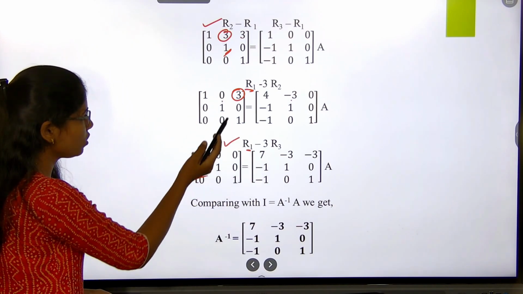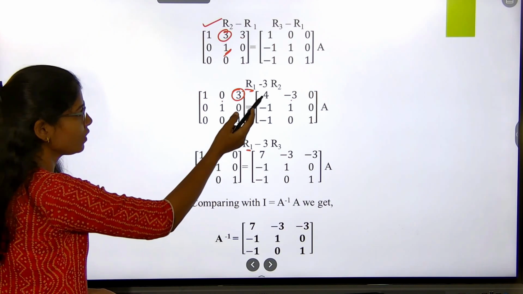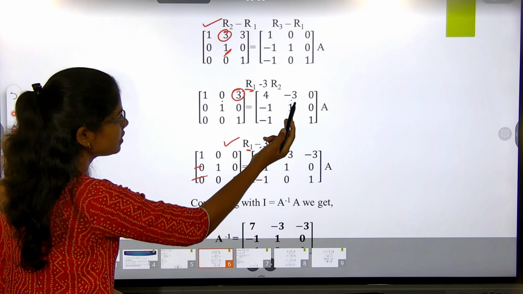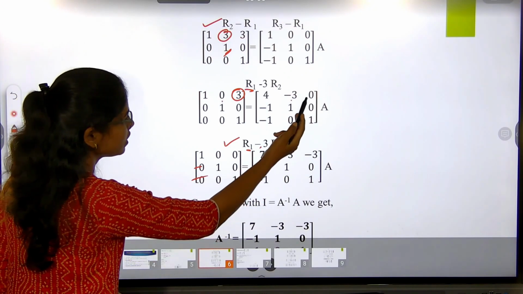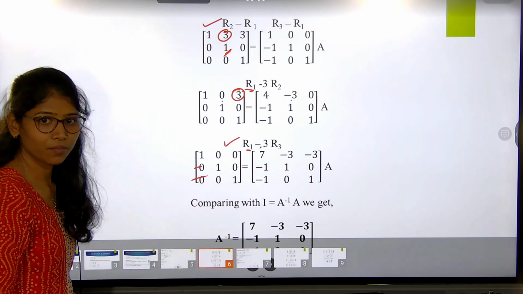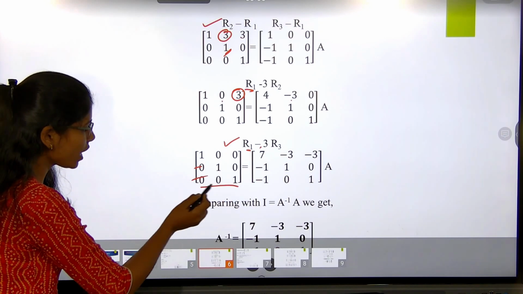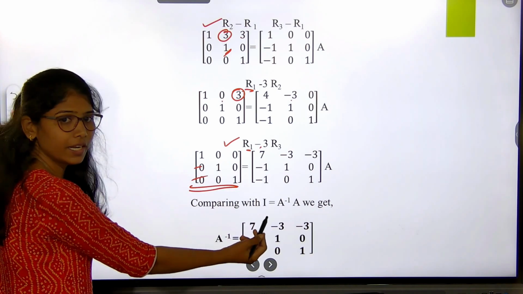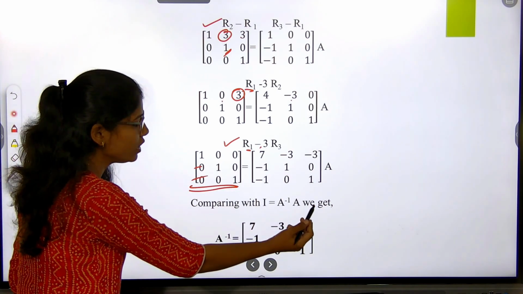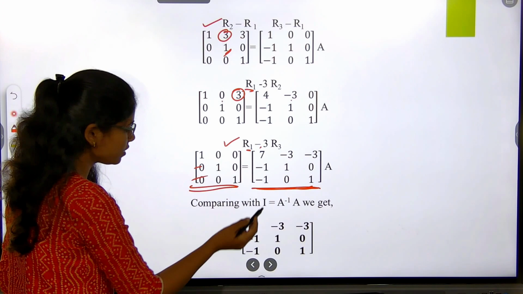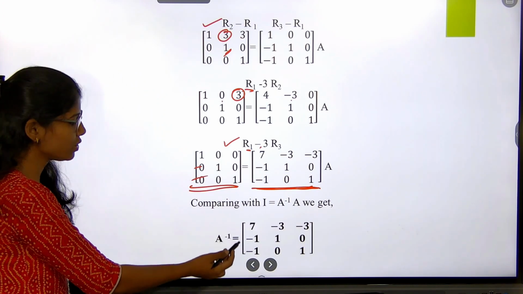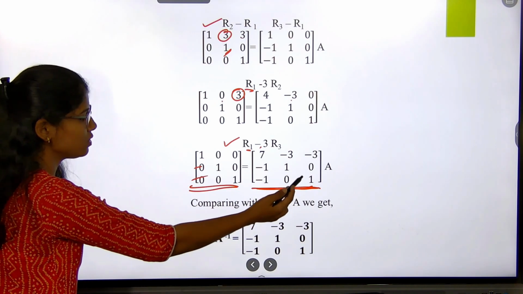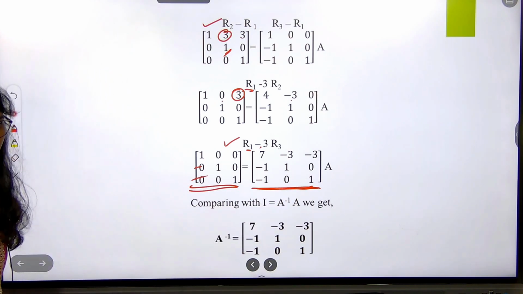0 minus 0 is 0, 3 minus 3 is 0. Then 4 plus 3, so it is 7, minus 3, 0, so it is minus 3, 0 minus 3 is minus 3, okay. Now look at here, this is your identity matrix. So comparing with identity equals to A inverse into A, so we get here this value as A inverse. So A inverse equals to 7 minus 3 minus 3, minus 1 1 0, minus 1 0 1. This is your A inverse, okay.